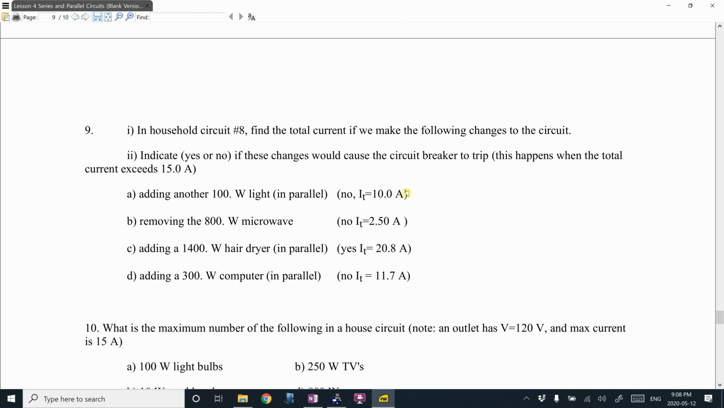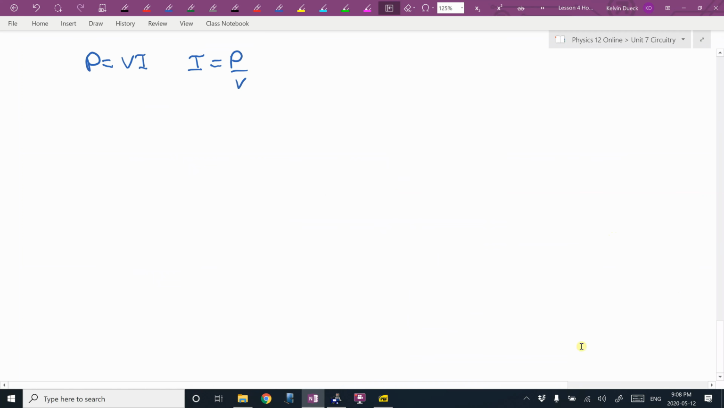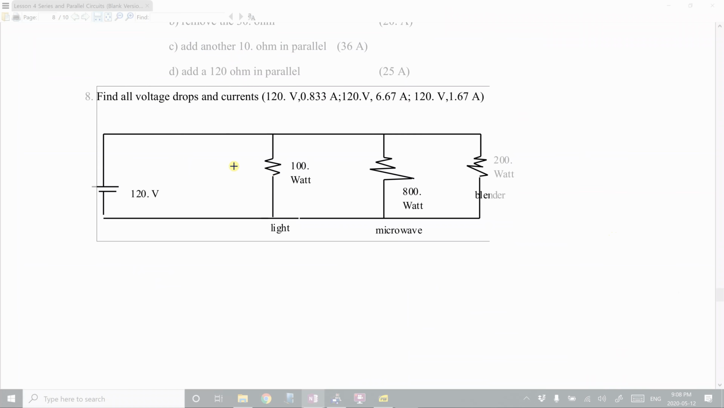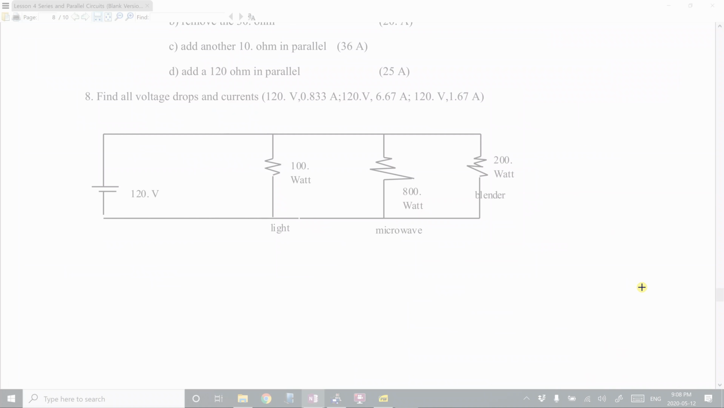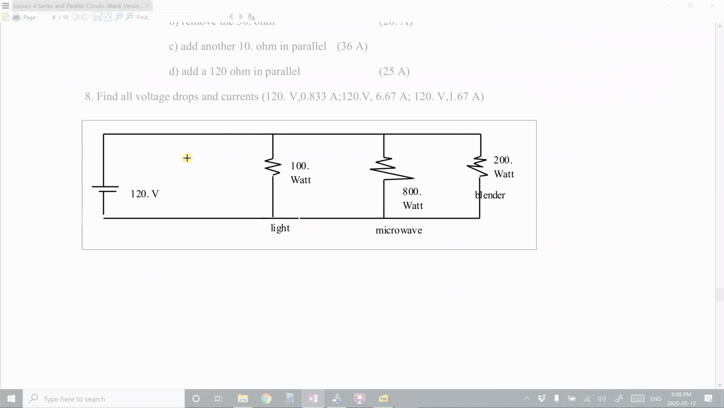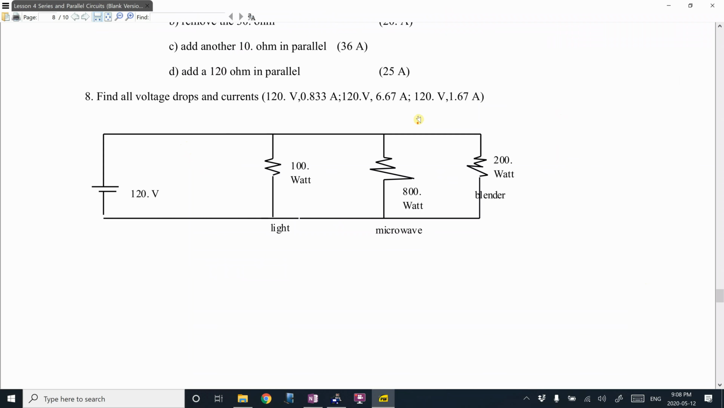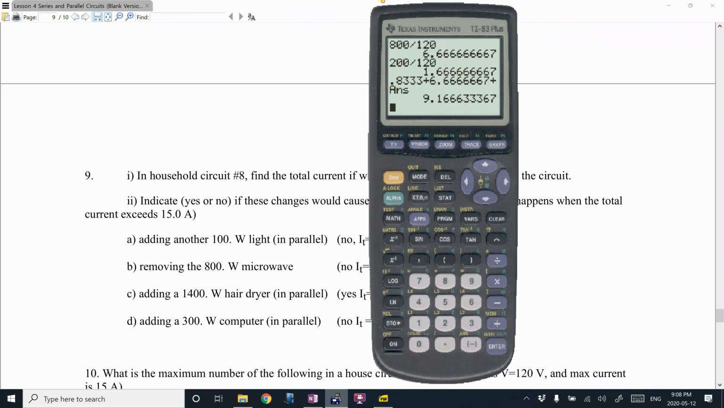Ooh, in number 8, find the total current if we make the following changes and indicate yes or no. You know what? I'm going to copy number 8 again. Actually, instead of copying the whole thing, let's just copy the circuit part. Alrighty. And now let's copy number 9. Number 9A says, if we add another 100-watt light in parallel.